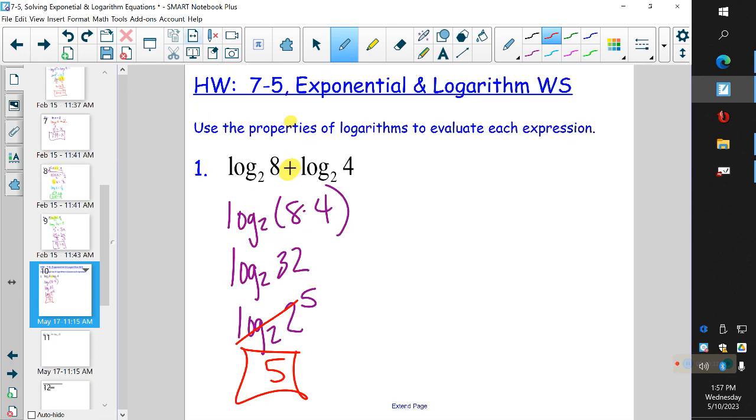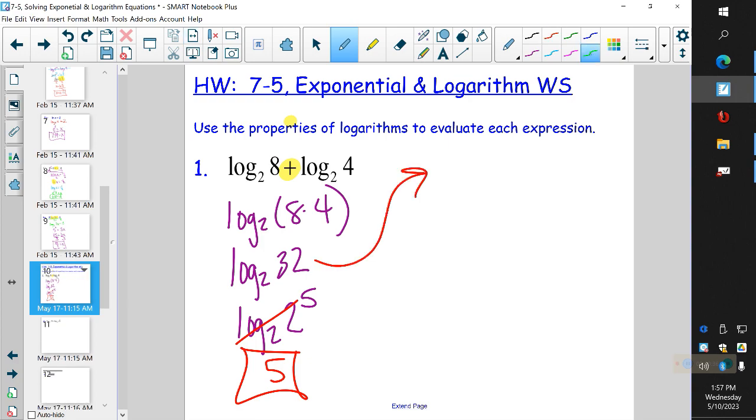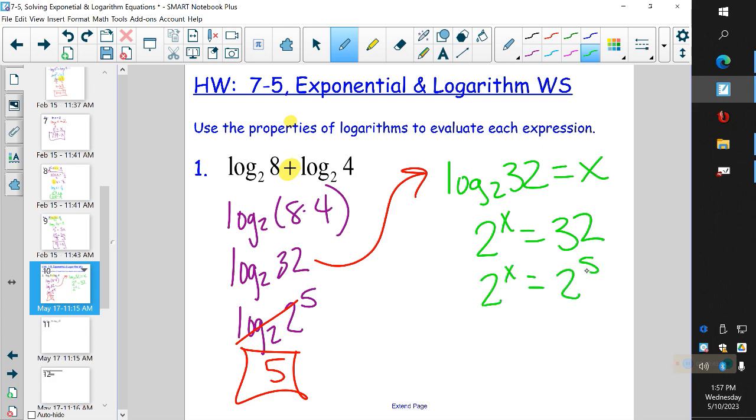Now, there's multiple ways to do this. If your brain went ahead and said, okay, well, I want to redo this and make this as log base 2 of 32, and then set that equal to x. 2 to the x is equal to 32. 2 to the x is equal to 2 to the 5th, so x is equal to 5. Both methods get you exactly the same answer.